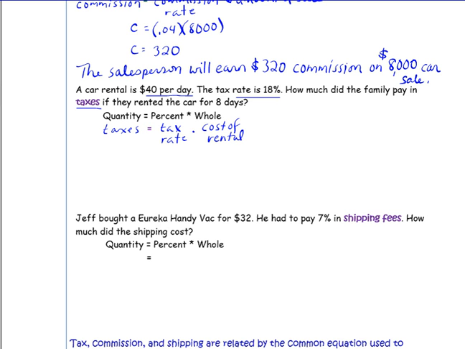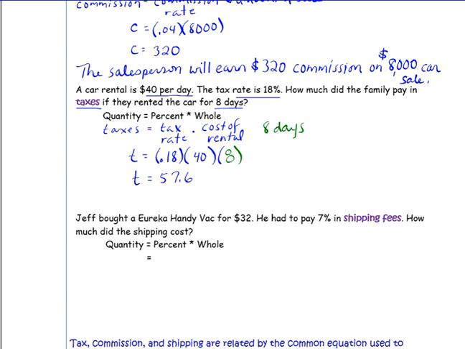So our taxes are what we are looking for. We'll use T for taxes. The tax rate is 18%. Convert that to a decimal by dividing by 100 or moving your decimal 2 places. And we multiply that by the cost of the rental. The cost of the rental is $40. Now this car was rented for 8 days, so you need to pay 18% of $40 per day. So we will multiply that by 8. Go ahead and pull out your calculator, calculate your answer, and you should get 57.6.